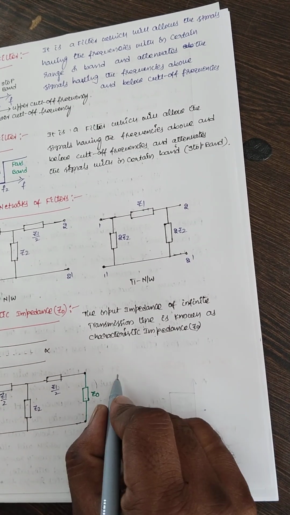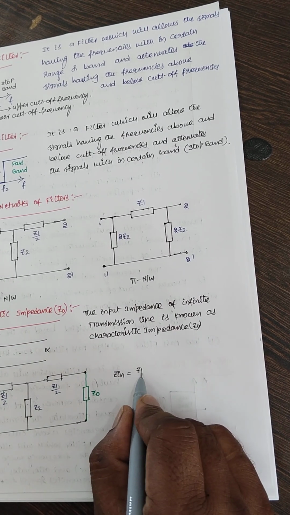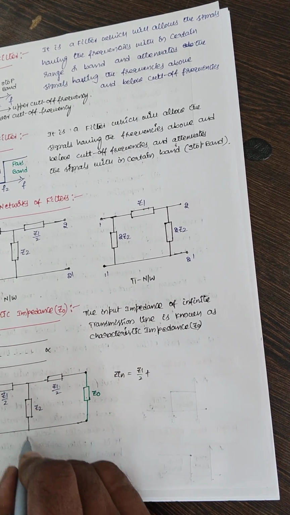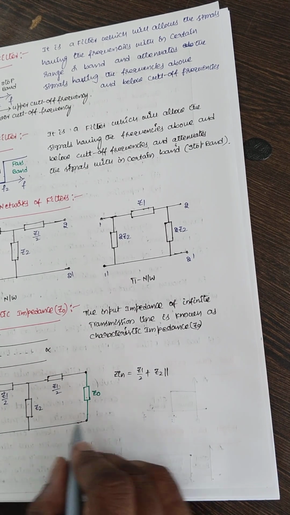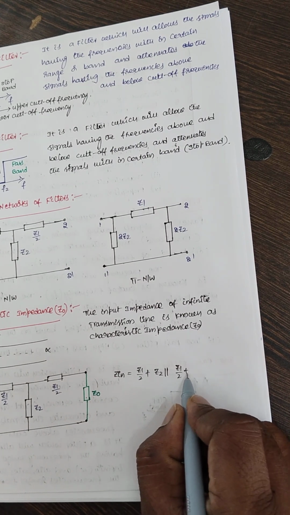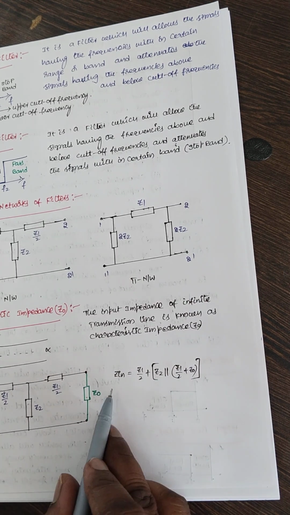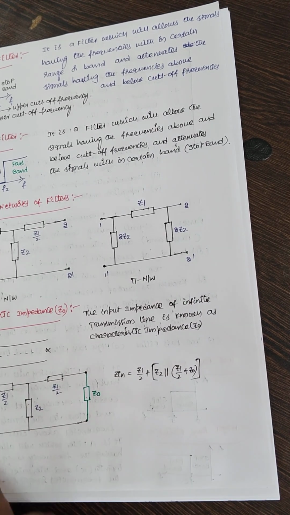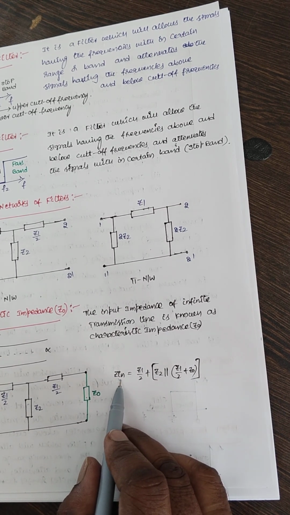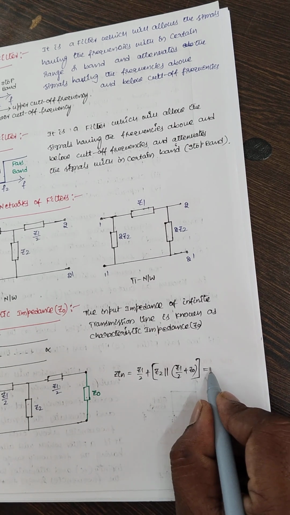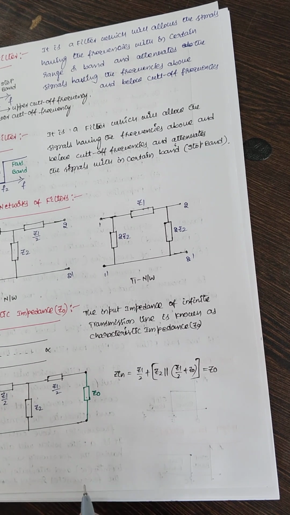Now I can write the input impedance Z in is equal to Z1 by 2 plus the parallel combination of Z2 with this series combination, that is Z1 by 2 plus Z0. So this is the input impedance of this transmission line, and we know that this input impedance is nothing but the characteristic impedance, because it is an infinite length transmission line.